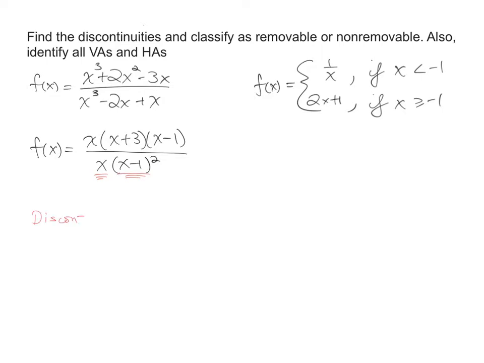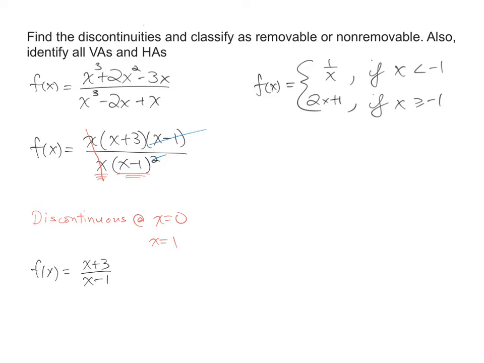So f of x is discontinuous at x equals 0 and x equals 1. So now we can start classifying these things by whether or not we cancel and see what is left. We can cancel an x in the numerator and denominator, and we can also cancel an x minus 1 in the numerator with an x minus 1 in the denominator. And that leaves you with a function f of x equals (x plus 3) over (x minus 1).